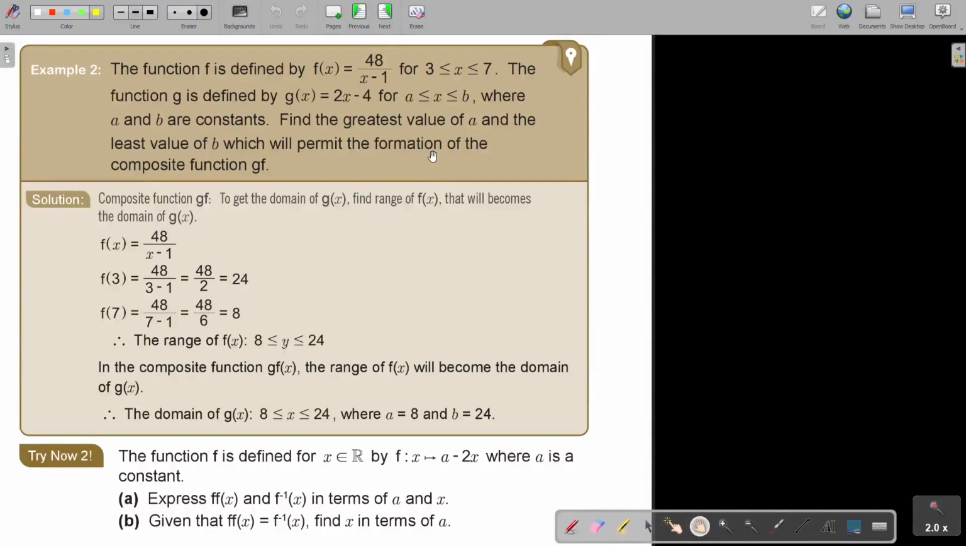AS-Level Graphs of Functions. Exam Preparation Questions, Part 2. Let's look at example 2.